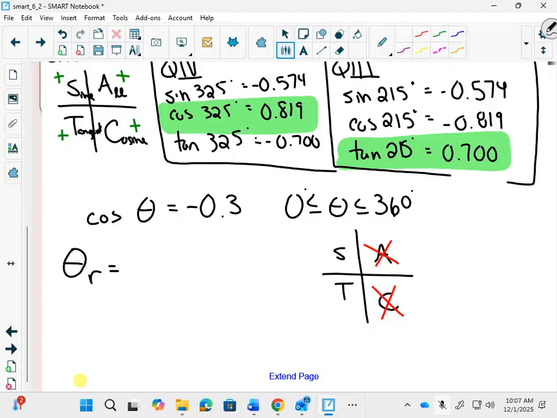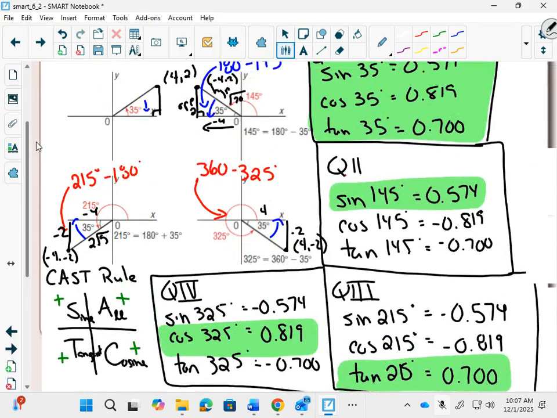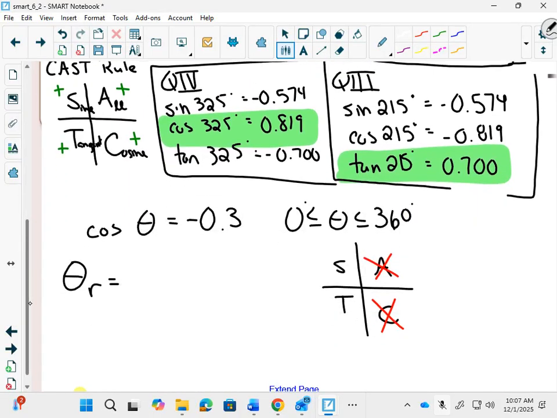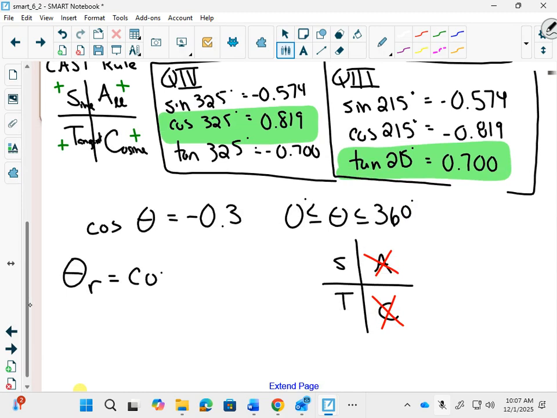saying we're looking at the reference angle. And does it make sense that whatever your reference angle is, it'll always be the one in quadrant 1? Is exactly the same? And in quadrant 1, cos would have been positive. So if it's negative 0.3, and we wanted to find the one in quadrant 1, can you see that it would have been positive 0.3?